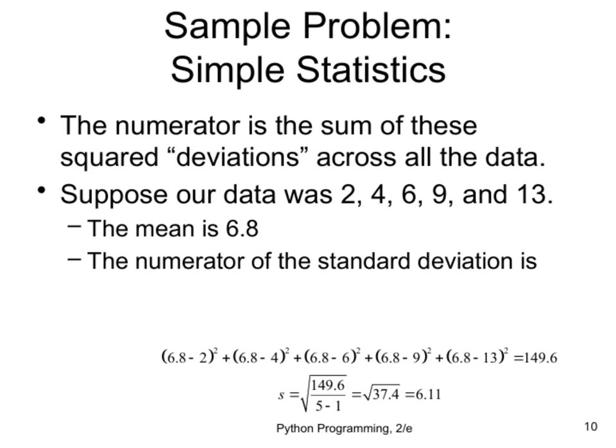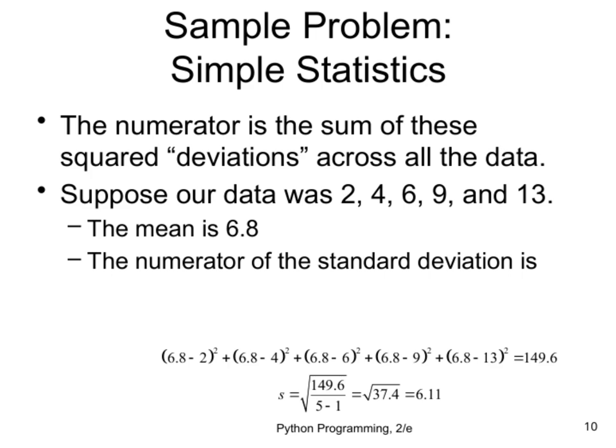Let's consider an example with the data set 2, 4, 6, 9, and 13. The mean of this data set is 6.8. Now, to find the numerator of the standard deviation, we need to calculate each deviation from the mean, square each of those deviations, and then add them all together.